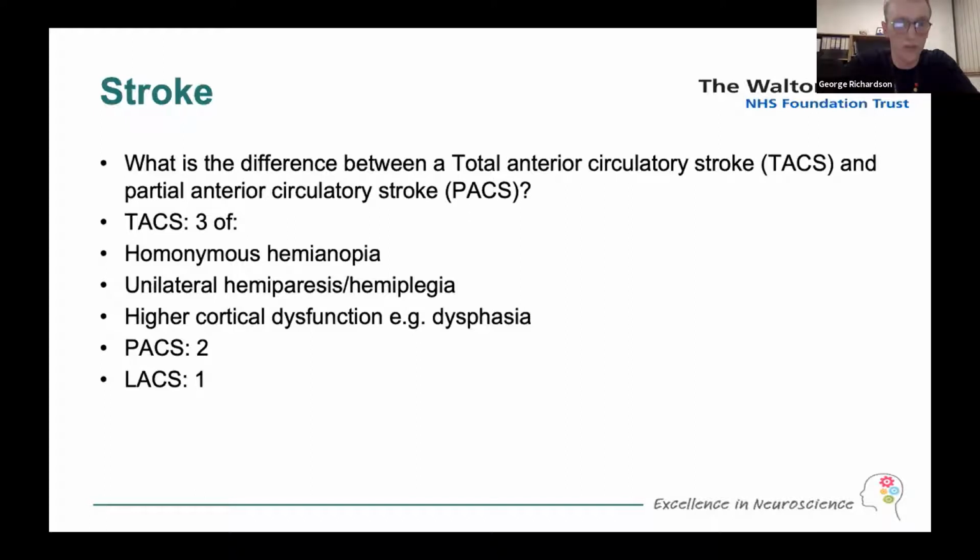And what's on the screen here is the Oxford-Bamford classification of strokes, and I've got a slide coming up that's got the full details of it. But it's split up into a total anterior circulation stroke, which requires 3 of homonymous hemianopia, unilateral hemiparesis or hemiplegia, and higher cortical dysfunction, which is usually some kind of dysphasia. Then you can have a partial anterior circulation stroke, which is only 2 of the above, and then you can have a lacunar infarct, or lacunar stroke, which is an isolated motor dysfunction, sensory dysfunction, or other cortical dysfunction.